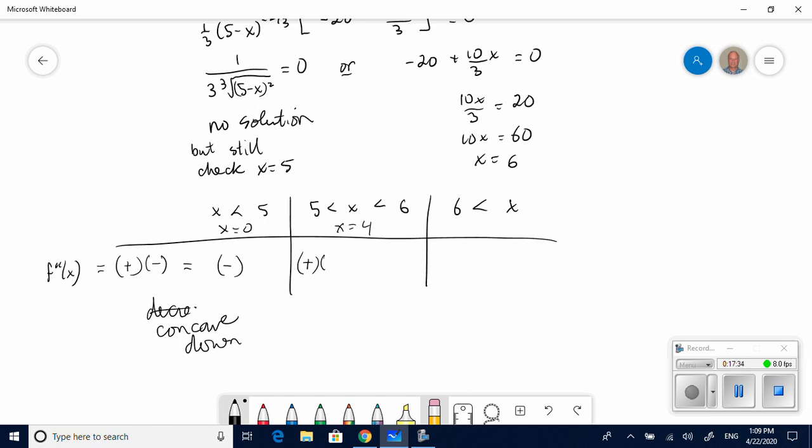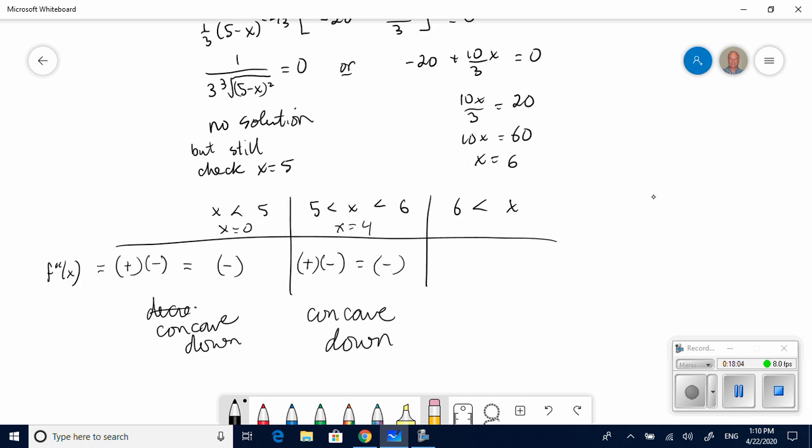between 5 and 6, I still have concave, I think, let me just double check that again. So 40 over 3, take away 20, is still a negative result. So the product here is negative, so I've got concave down in that interval.